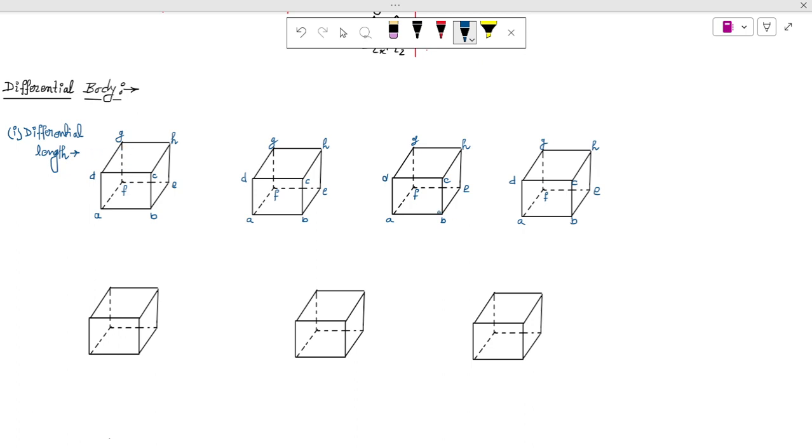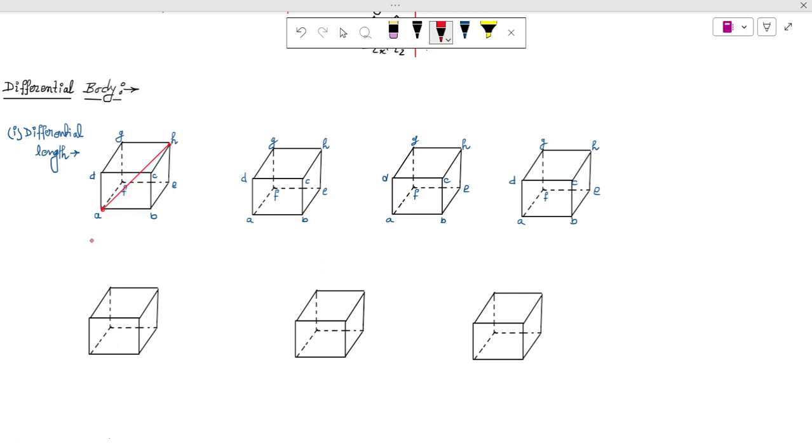So for this, there will be how many differentials? Consider the red color. Here, the first differential length is considered from this point to this point. This is called the differential length, and there may be some error, you can consider that.